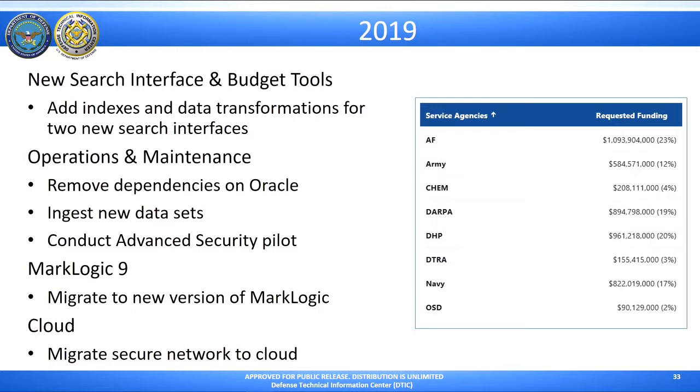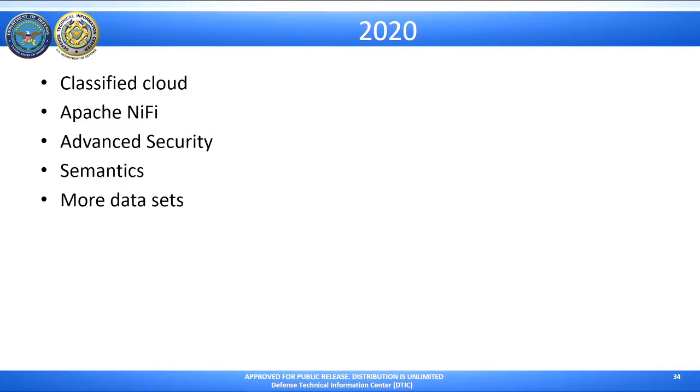We're also moving forward with removing additional dependencies on our legacy storage so we can shut down some of that storage and further simplify our architecture. We look to do a pilot with advanced security to see how much of our security requirements can be met by that. We're migrating to MarkLogic 9. And our IT department is moving our entire secure network up to the cloud. 2020, classified's going to the cloud.